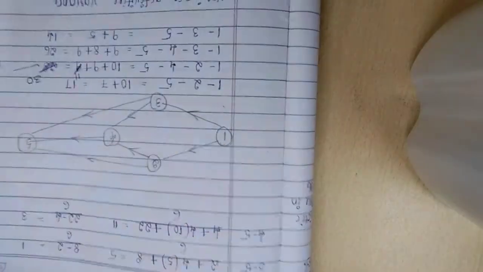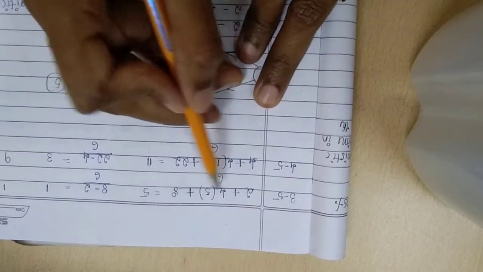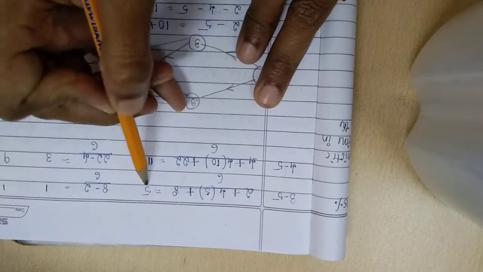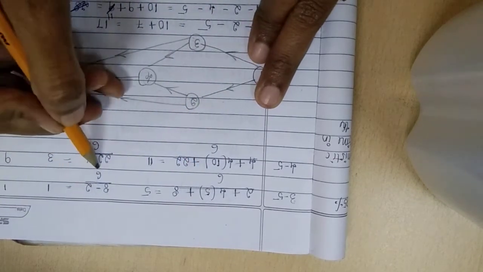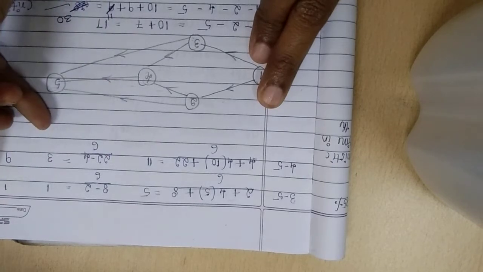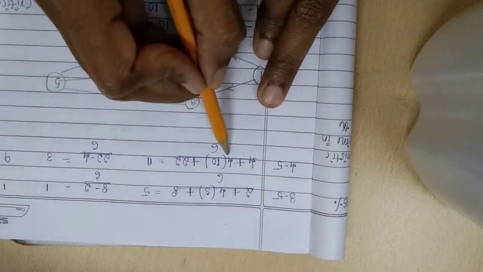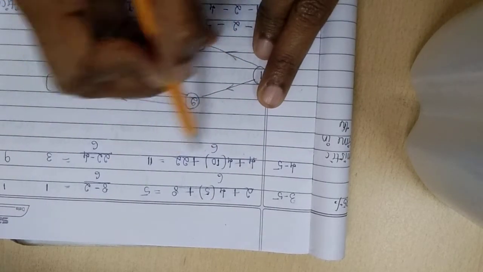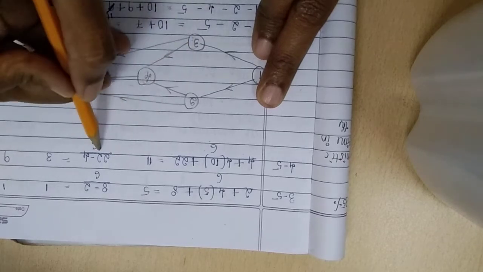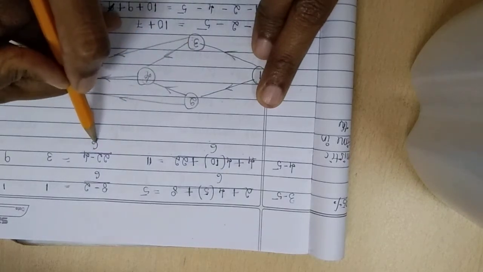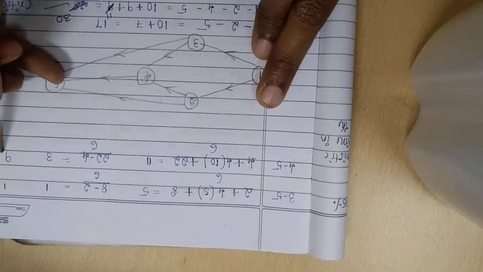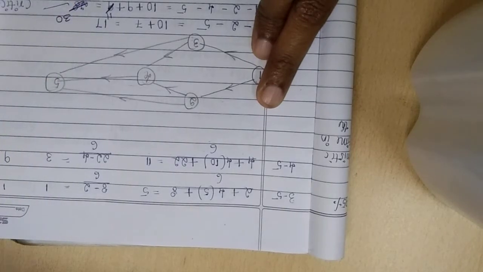Similarly, for 3 to 5, it is 2 plus 4 into 5 plus 8 divided by 6, which works out to 5. 8 minus 2 divided by 6 works out to a standard deviation of 1, and we take the square and arrive at 1. For 4 to 5, we have 4 plus 4 into 10 plus 22 divided by 6, which is equal to 11. 22 minus 4 divided by 6 is the standard deviation, which works out to 3. I am taking the square of the same and I arrive at the variance of 9.